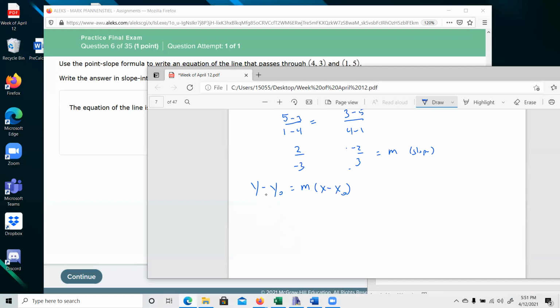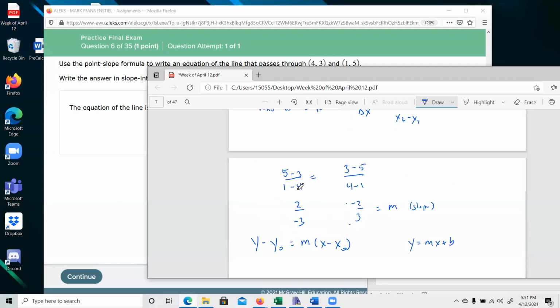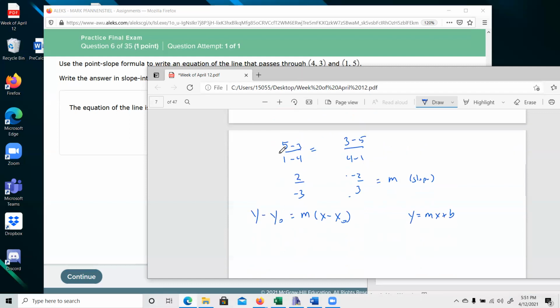But that is not the only way. We could also go straight to y equals mx plus b and work it that way. So I'm going to do them side by side here. For this one, pick your favorite points. It doesn't really matter which one you pick. I'm going to pick (4, 3).